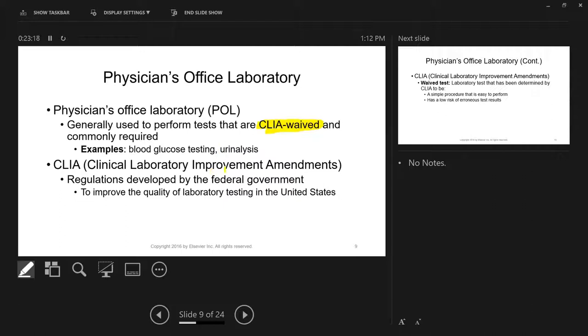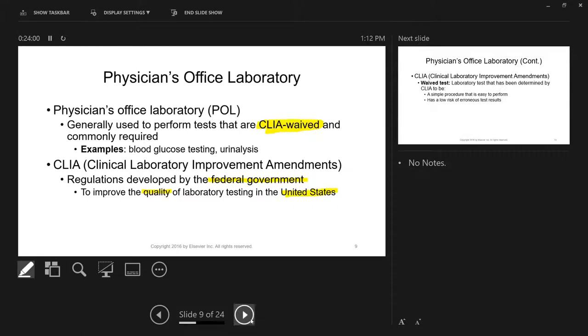Clinical Laboratory Improvements Amendments. So these are our CLIA regulations, regulations developed by the federal government. So this is not at the state level. This is the federal level. The goal was and still is to improve the quality of laboratory testing. And again, this is federal, so it just applies to the United States. We as medical assistants, I don't want to say don't care, but we don't really have anything to do with CLIA tests at all. Anything that's CLIA required is not something we work with.